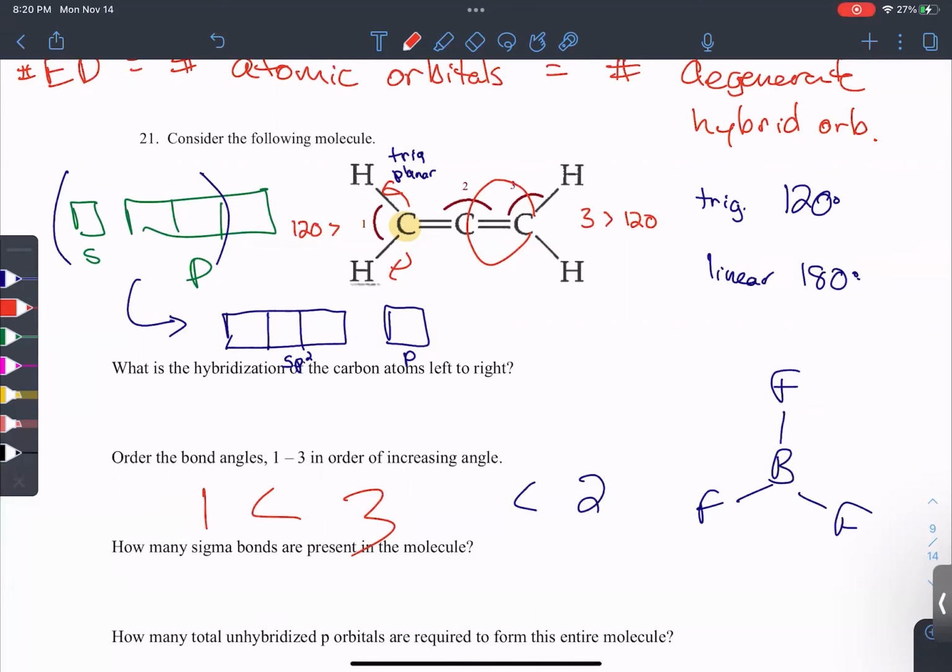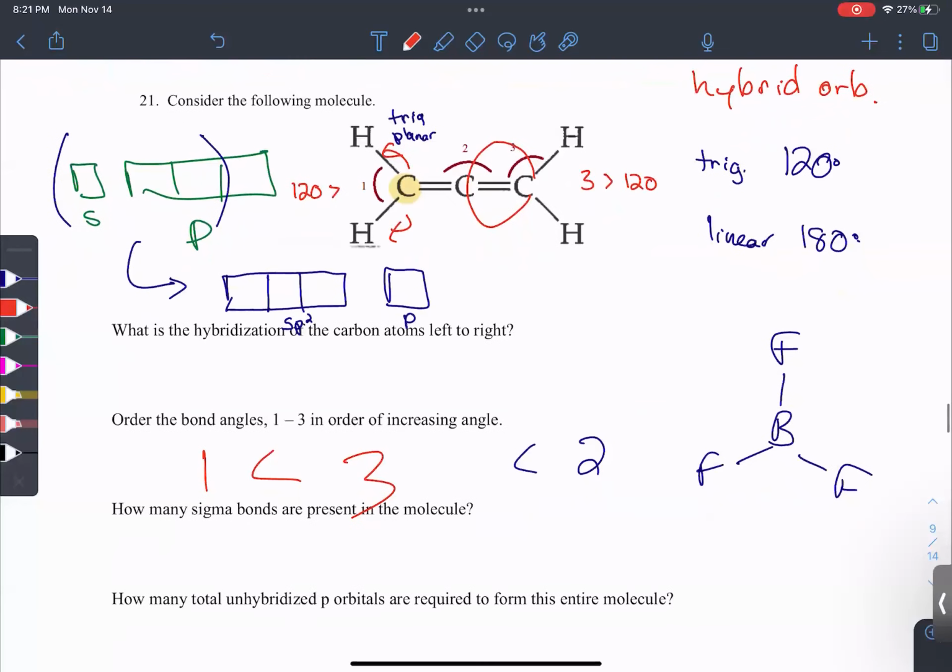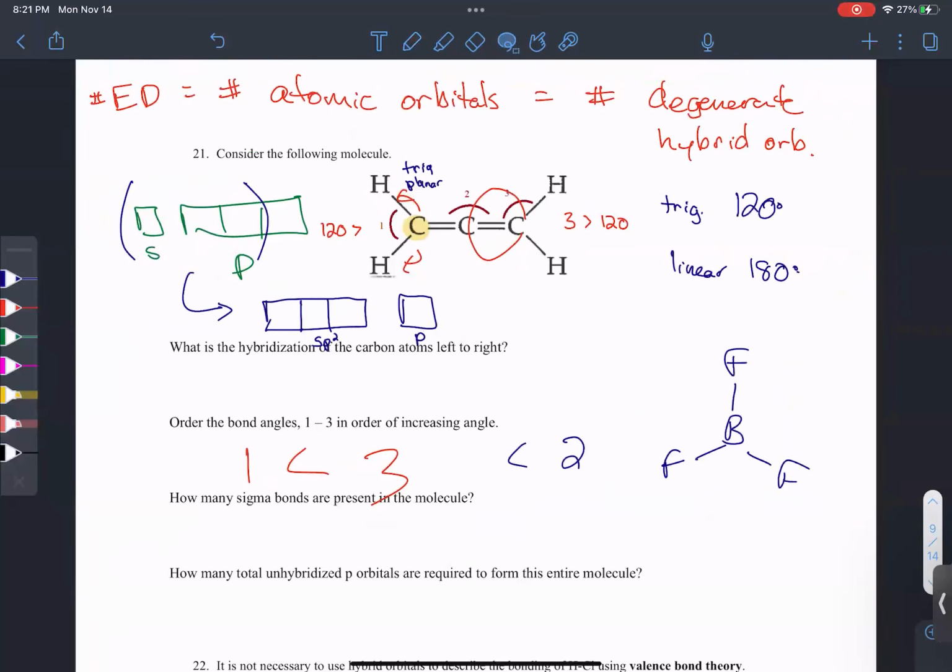So if you did not consider deviations from ideality, you would say that 1 and 3 were the same, but they're not. Double bonds can screw up ideal bond angles. What else can screw up bond angles? Lone pairs. Yes, lone pairs are big and fluffy also, so they just take up a little bit more room.